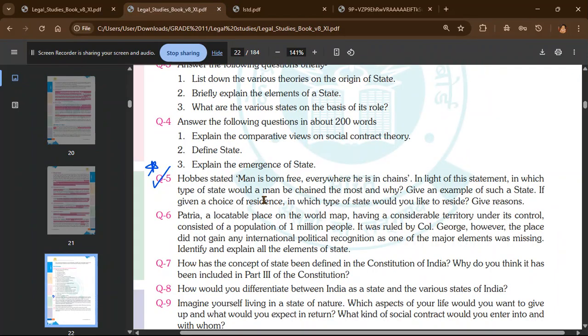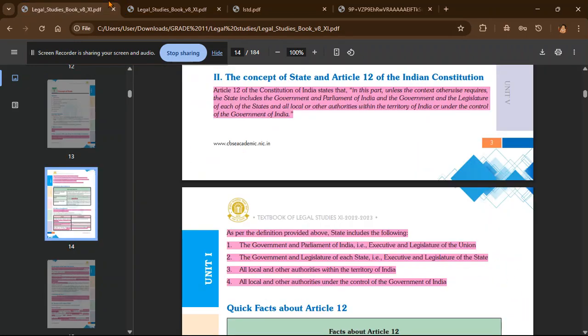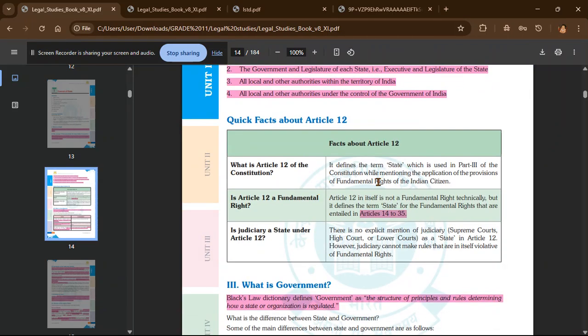How has it been explained? You will write these 4 points, and then they have asked you, why do you think it has been included in Part 3 of the Indian Constitution? Because it is a fundamental right. It is a provision of fundamental rights to Indian citizens, and they are covered from Article 14 to Article 35.